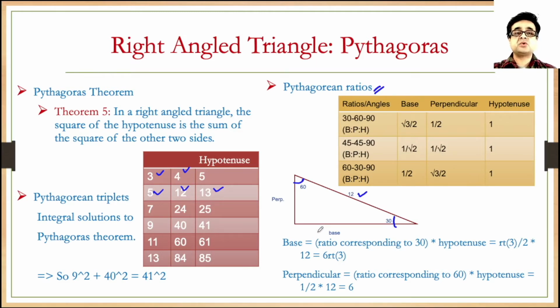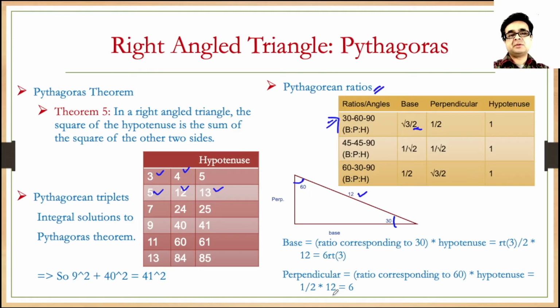However, using Pythagorean ratios, which are part of the GMAT scope, you can easily first identify which kind of triangle it is. So I have a 30-degree angle corresponding to the base, so it was this triangle, and when this is applied, base is nothing but √3/2 multiplied by the hypotenuse, which means that the base will be 6√3. Similarly, we can quickly find the perpendicular.